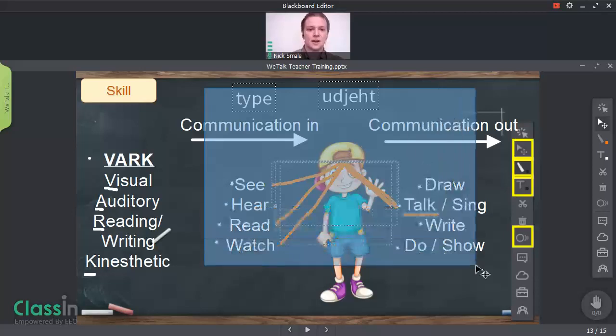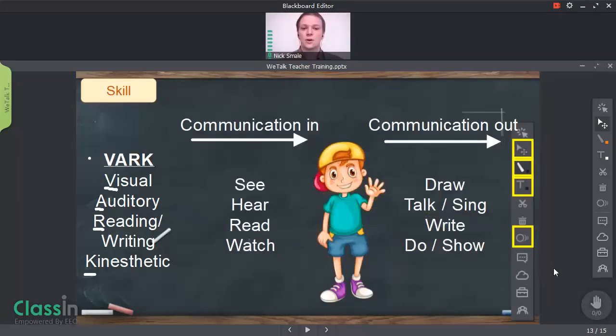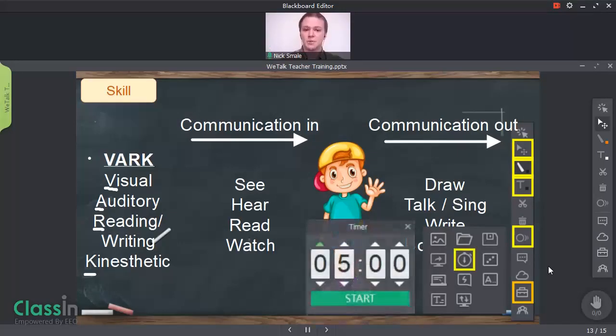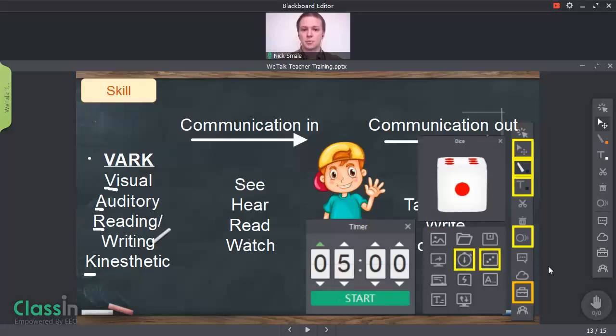There are some other tools that we have, but these four are the most important four that you should be using every class. The other tools you can find in the briefcase. Two of the most important ones from there are the timer, which I demonstrated earlier, and the dice, which is very wonderful for playing games.